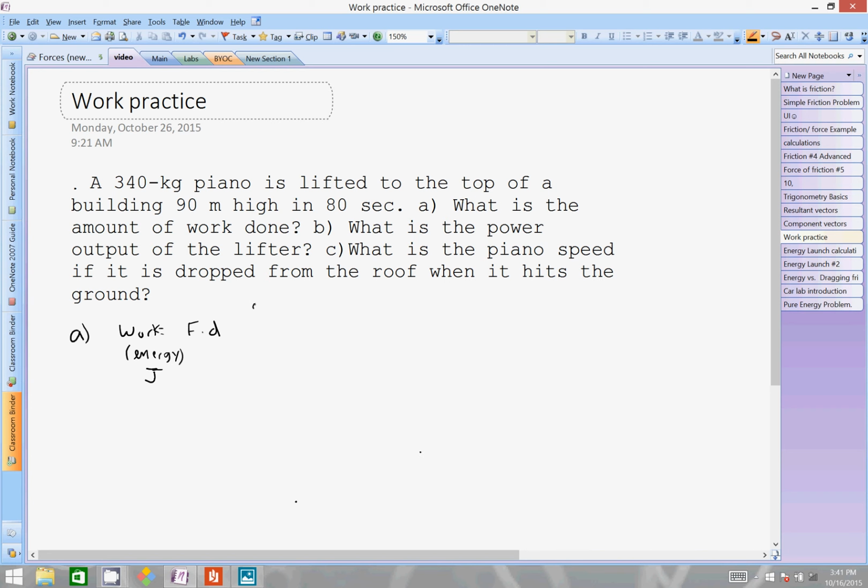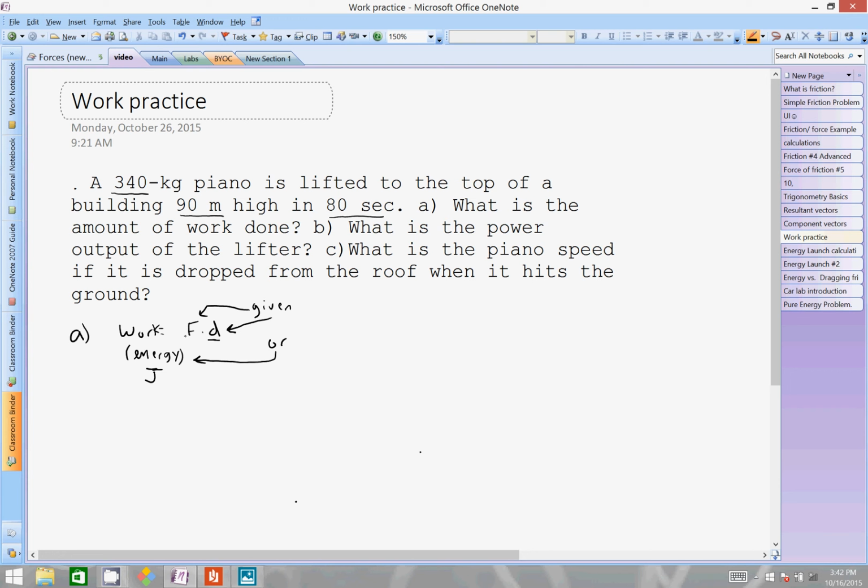You can be given the force, you could be given the distance, and you simply multiply them together and you get the energy you've accomplished or expended. Or you could possibly find the energy an alternate way. In this case, what do they give us? They say this thing has a mass of this amount. It's lifted to the top of a 90-meter building in a certain amount of time. We have the distance, but we don't have the force applied. Of course, we're fighting the force of gravity, so the force is that of gravity.